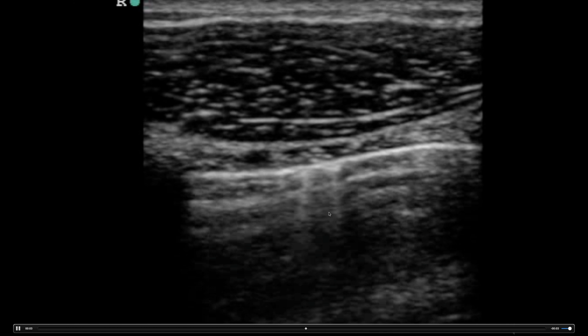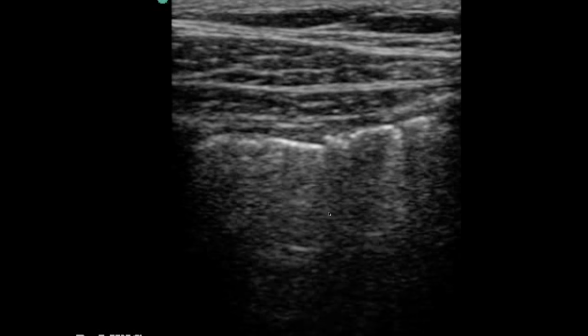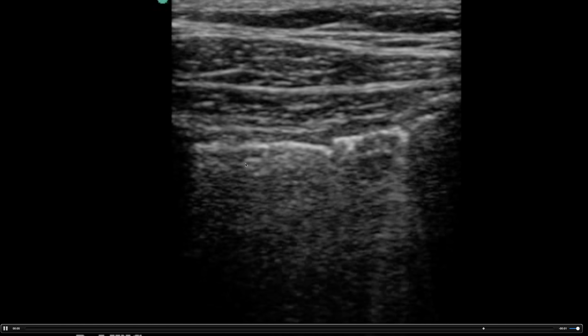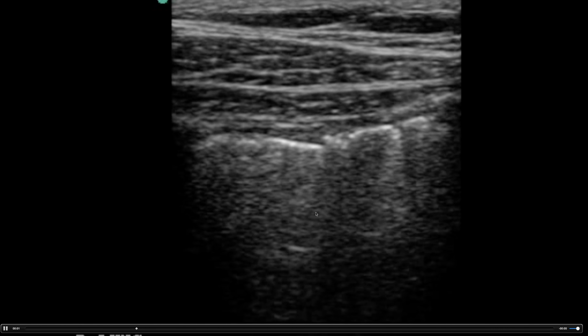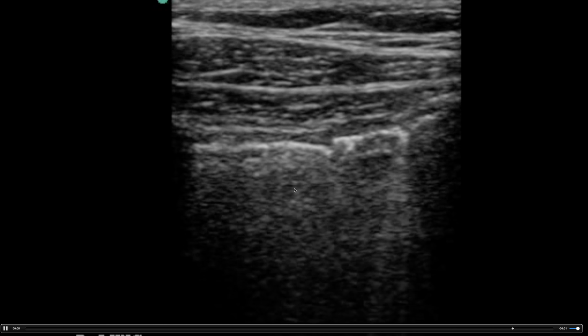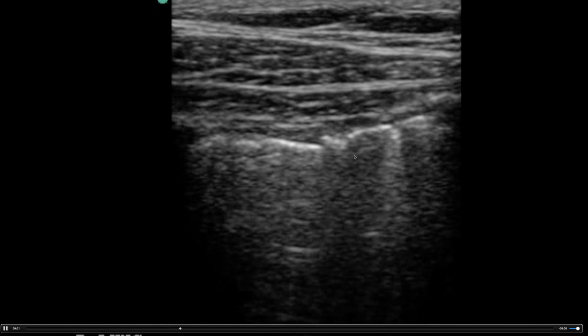As opposed to this image, again, soft tissue here. Here's your pleural line. No lung sliding. Does this equal a pneumothorax? Absolutely not. This suggests that there is no lung sliding in this particular area.